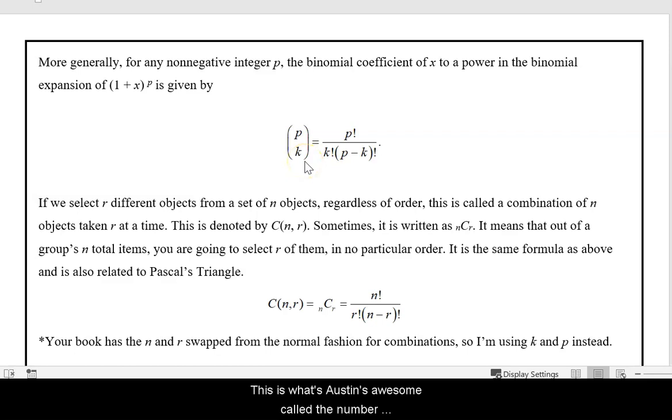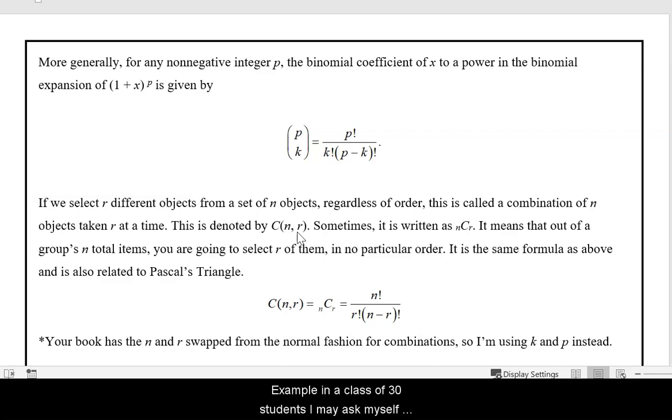This is what's often called the number of combinations of p different objects taken k at a time. Sometimes, and usually for a probability class or a statistics class, this is denoted with an uppercase letter C followed by parentheses with n comma r inside of it. The n and the r represent the total number of objects, which of course is n, and the number of objects that you're choosing at that one particular moment, which is r. r is always a subset of n.